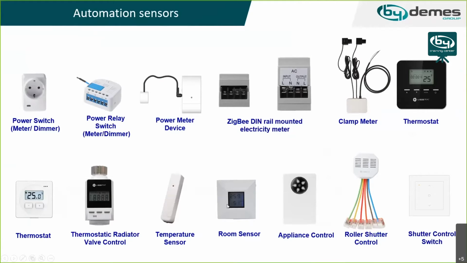Okay, we have the room sensor. This room sensor has a light sensor, humidity sensor, and temperature sensor. We can use all that data to make some rules. For example, if any room has 100 lux, we can switch on or switch off the lights if we want.